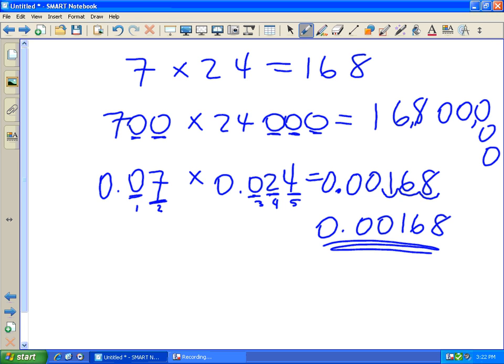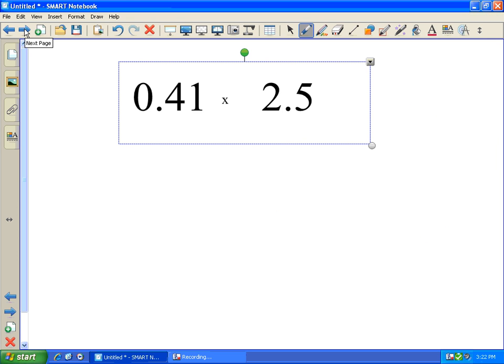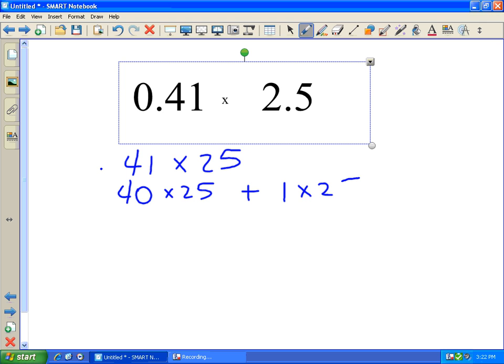Let's try another one. Suppose we're looking at decimal 4.1 times 2.5. Again, I think 41 times 25. And I think of that as 40 times 25 plus another 1 group of 25. 4 25s makes 100, so this makes 1,000 and 25.